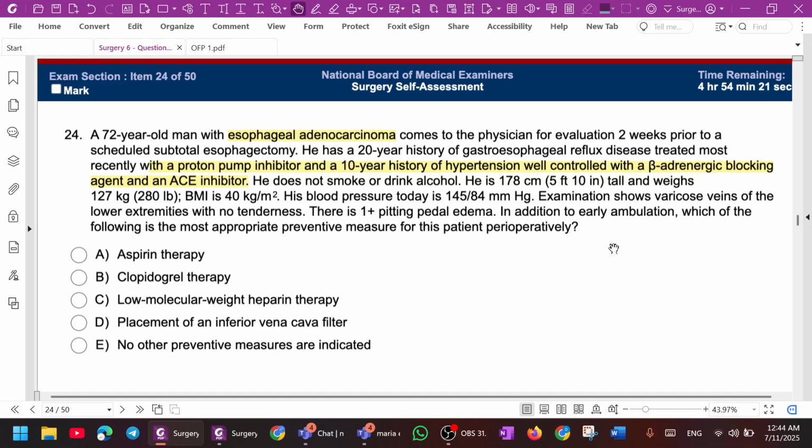He is 5 feet 10 inches tall, weight is 127 kg, BMI is 40 kg per meter squared. His blood pressure is 145 by 84 millimeters of mercury. Examination shows varicose veins on the lower extremity with no tenderness. There is 1 plus pitting edema. In addition to early ambulation, which of the following is the most appropriate preventive measure for this patient perioperatively?